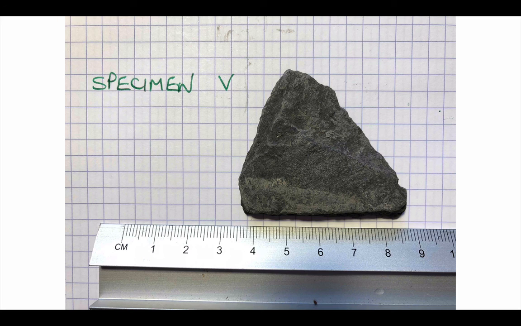Specimen V is a clastic sedimentary rock. It's very fine grained and dark in colour. The grains are too small to see, predominantly clay with a little bit of silt. The rock is quite compact, and we can see laminations within it.